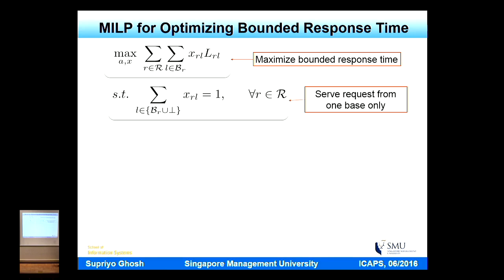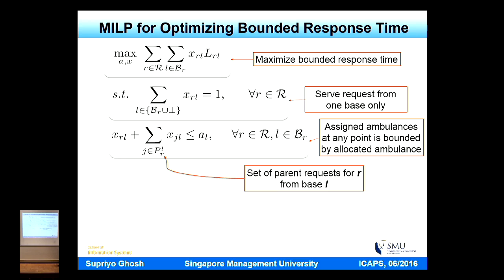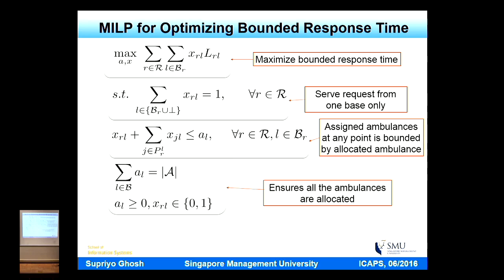The first set of constraints says that a request can only be served from one of the bases. The next set of constraints says that a request can only be served from a base if there is an available ambulance at that base. And finally, the last set of constraints says that the total number of allocated ambulances and the total number of available ambulances have to be equal. Now, if we solve this MILP using any kind of black box solver like CPLEX, then we can find the utility of the given base set along with the allocation of ambulances.